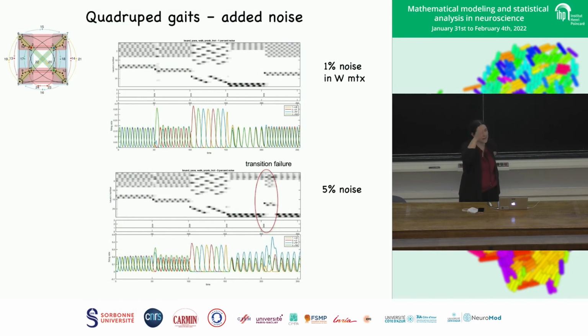So that just meant we added random numbers, a random matrix, to the W matrix, where the amplitude of the individual entries was about 1%. And then we did 5% and so on. So this is randomly changing weights, just a little bit, right?